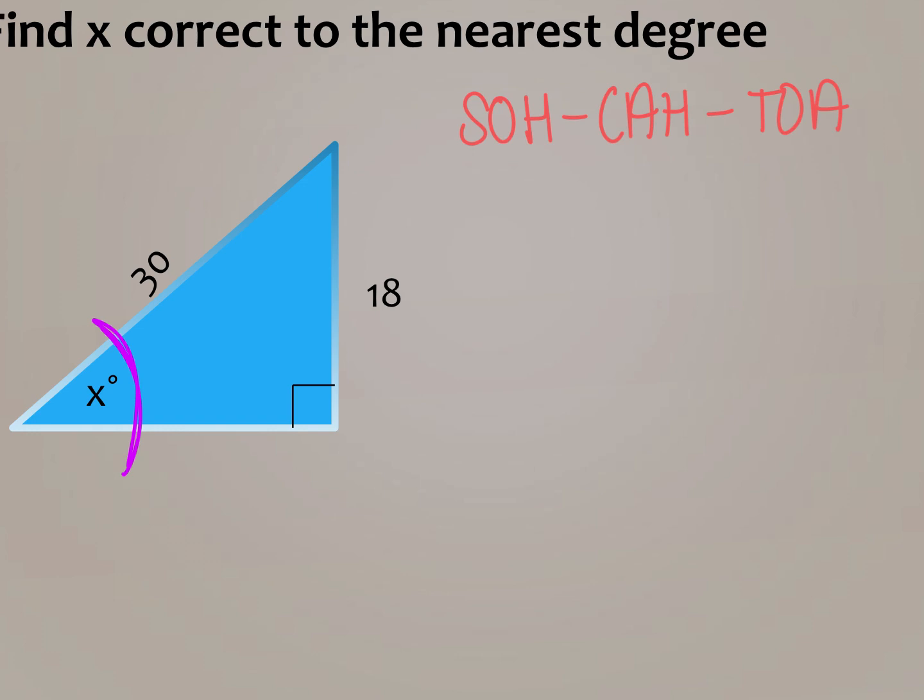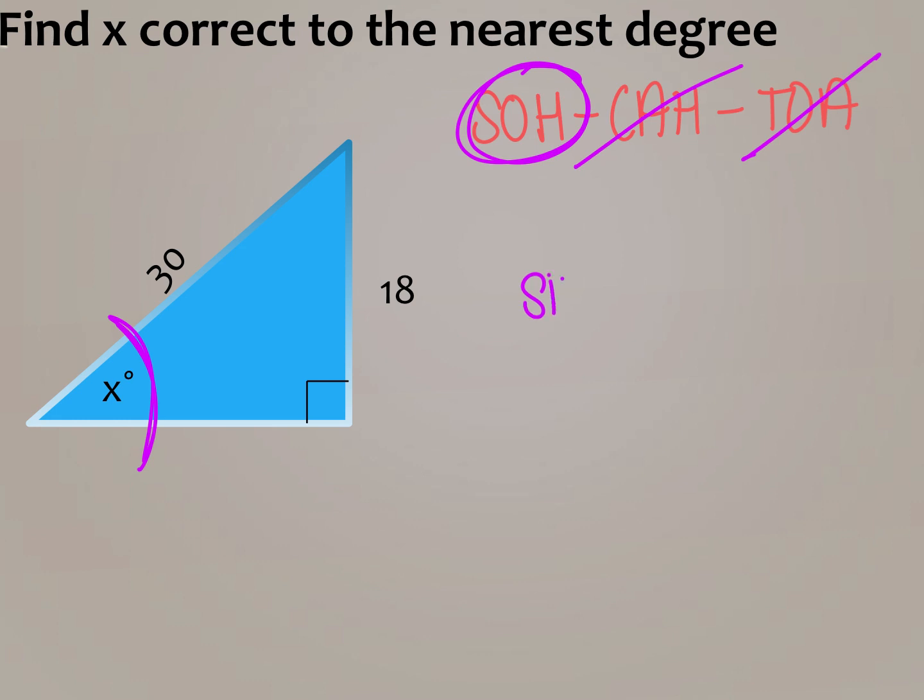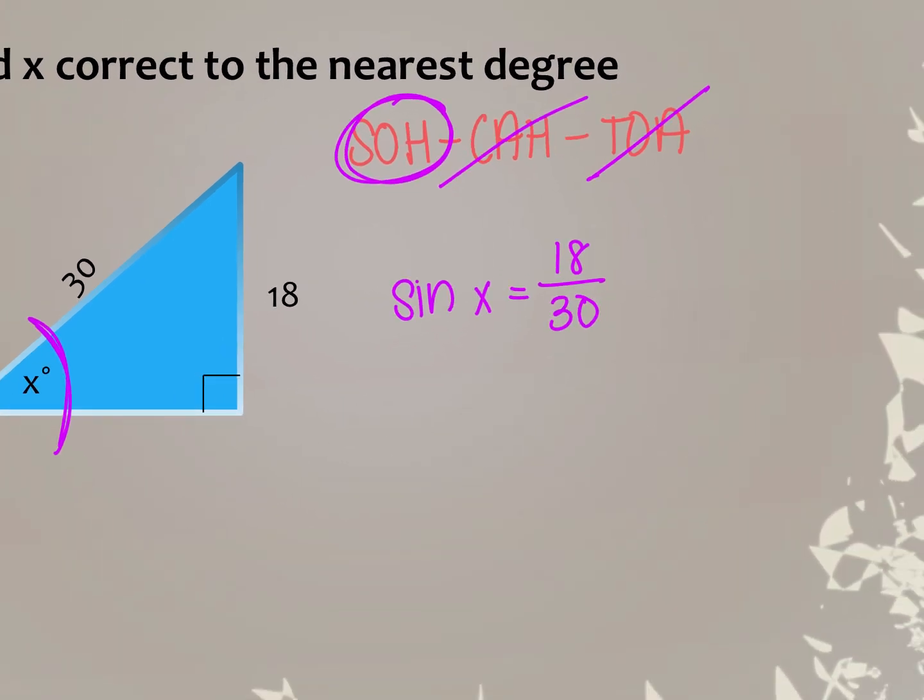What do I have? Do I have my opposite, hypotenuse, and adjacent? Which one do I have? I have my hypotenuse and my opposite side. So I know I'm going to be using sine. So I'm solving it as sine x equals my opposite side over my hypotenuse. Do I have to use the inverse? Yes. Why do I have to use the inverse? Because I'm solving for the angle. Anytime you're solving for the angle, you have to use the inverse.